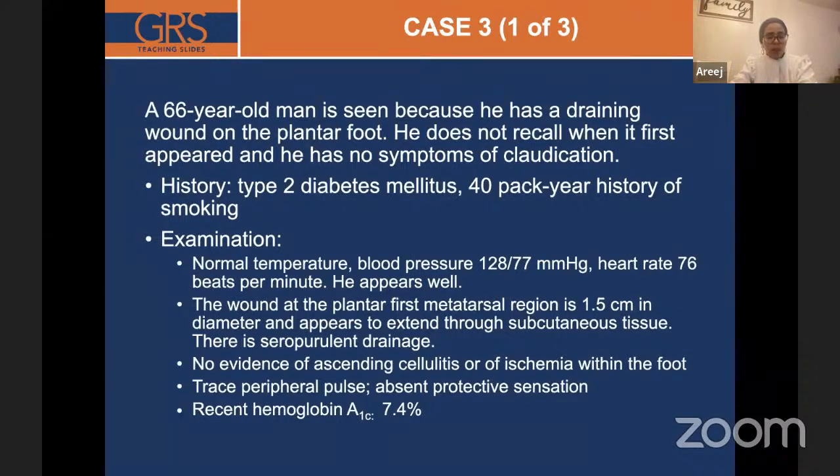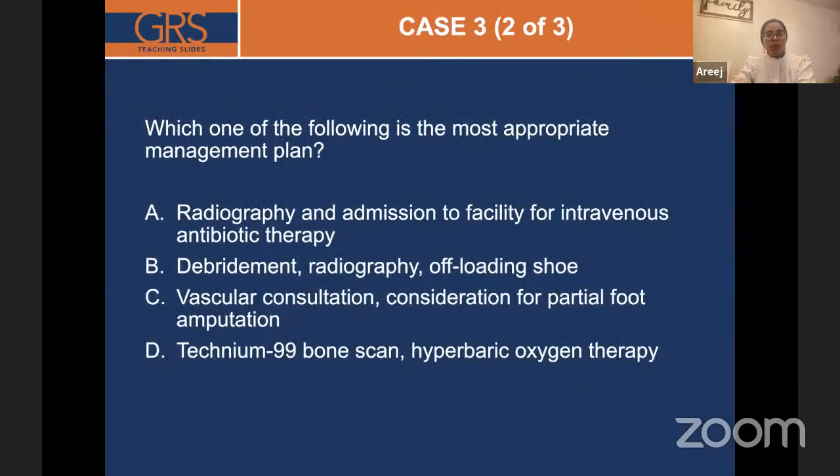He appeared well. The wound at the plantar first metatarsal region is 1.5 centimeters in diameter and appears to extend through subcutaneous tissue. There is a purulent drainage, no evidence of ascending cellulitis or ischemia within the foot. Trace peripheral pulse, absent protective sensation, and recent hemoglobin A1C was 7.4. Which of the following is the most appropriate management plan?